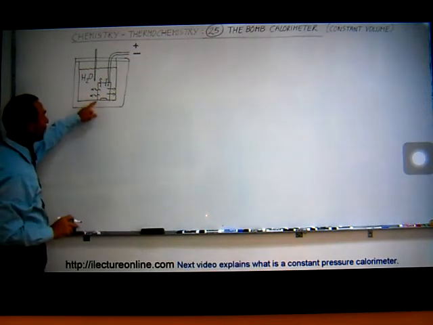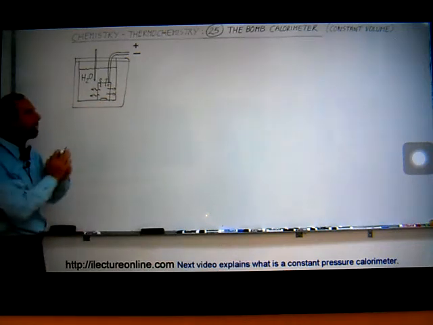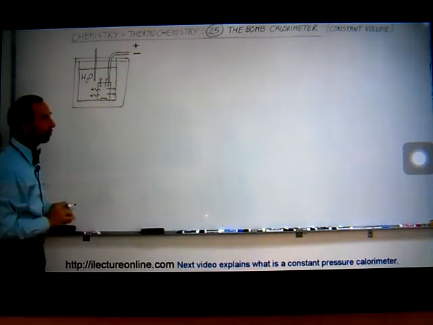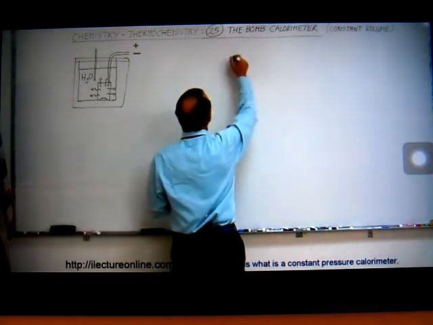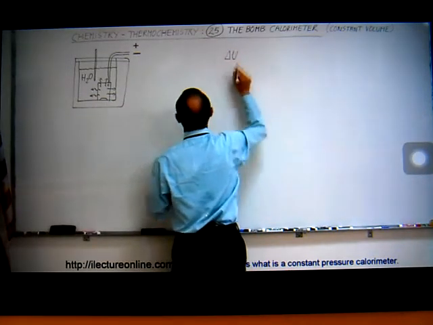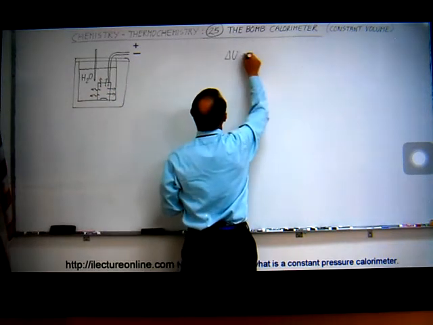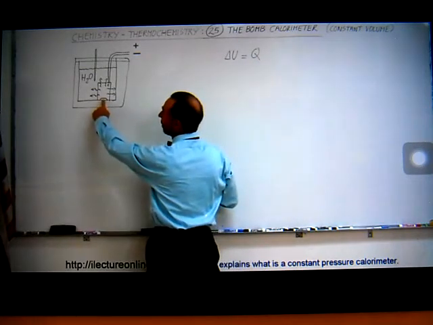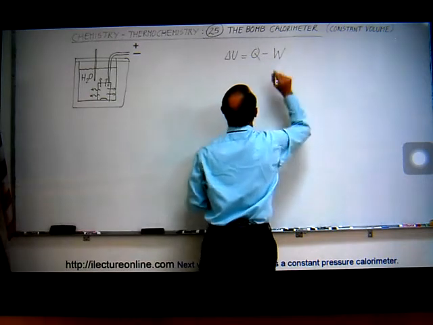Why is it so important that we make sure that the reaction is such that it cannot expand the volume of the gases that are heated by this reaction? Well, that goes back to the first law of thermodynamics. The first law of thermodynamics says that the change in the internal energy of the gas, and that would be the gas inside this portion of the calorimeter, is equal to the heat added to the gas, which would be the heat generated by the reaction of the reactants here, minus the work done by the gas.